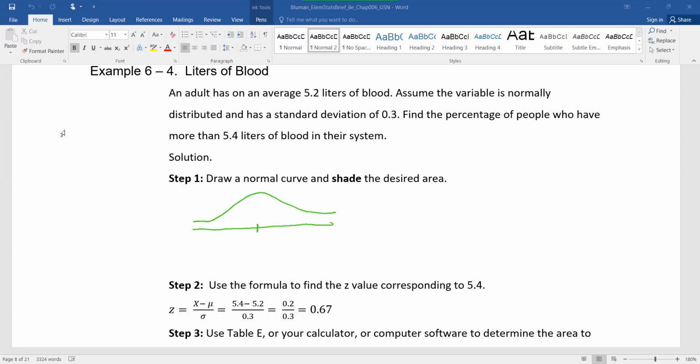After that, you want to put your mean, which in this case was 5.2, and the standard deviation is 0.3. So if this right here is one standard deviation and it's 0.3, what would this be? 5.5. All right, so that would be one standard deviation. And I'm trying to find more than 5.4. So how should I shade this? Approximately to the right. I'm going to slightly go on the outside of this 5.5. I'm going to write a 5.4 to tell the reader where I'm at, and then I'll shade this area. That is what I'm looking for.